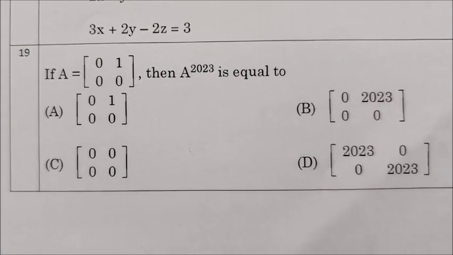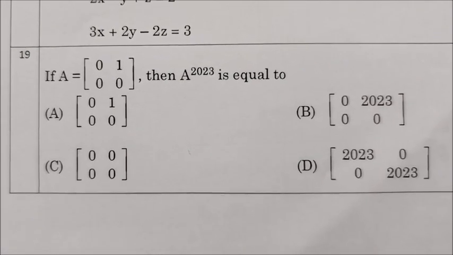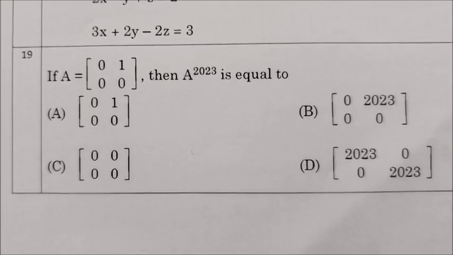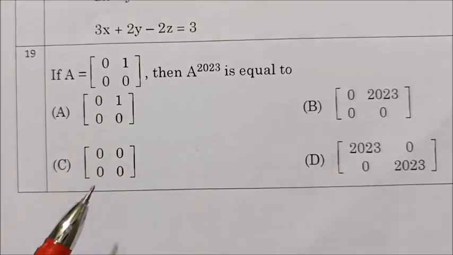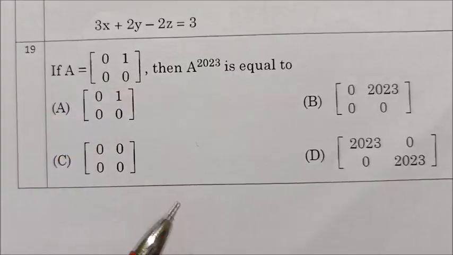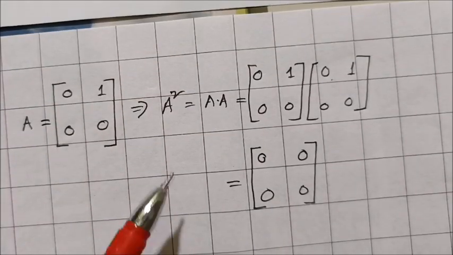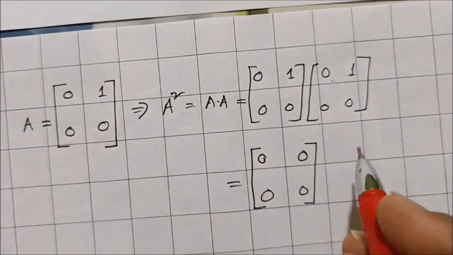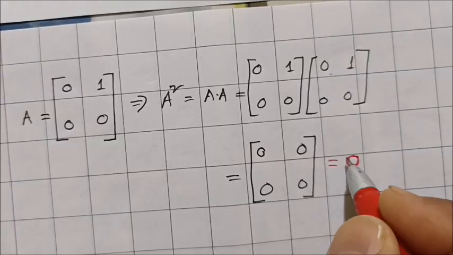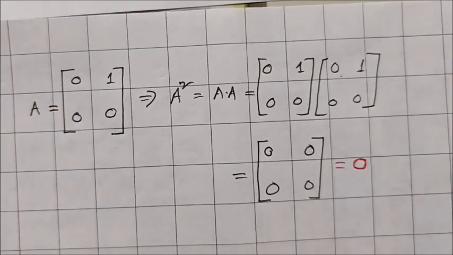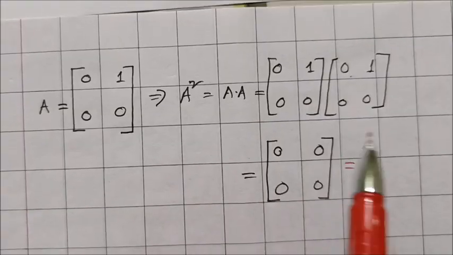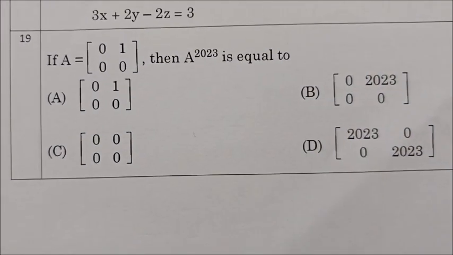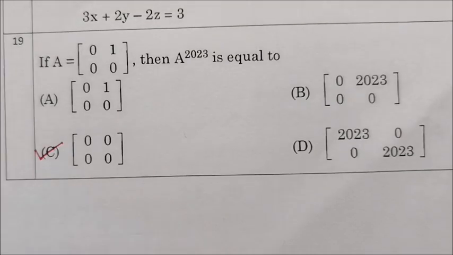Question number 19. What we see, there is a matrix A given to us and we have to find the value of A to the power 2023. So if matrix A is this, I tried to find A square, and what I found is a 0 matrix, and any matrix multiplied to 0 matrix is 0. That means if you multiply A cube, A to the power 4, all will be 0 matrix. So its correct option is option C.